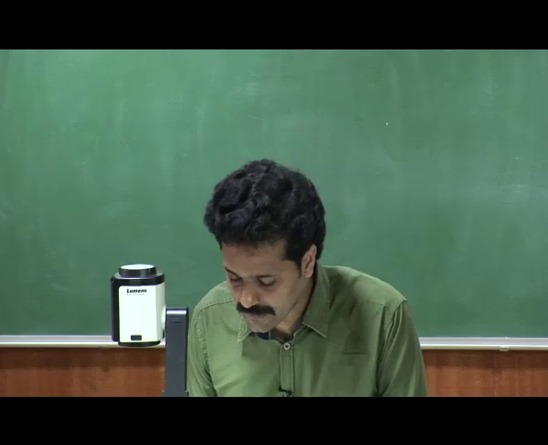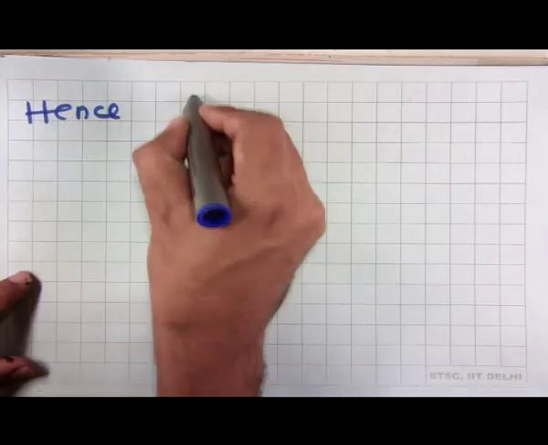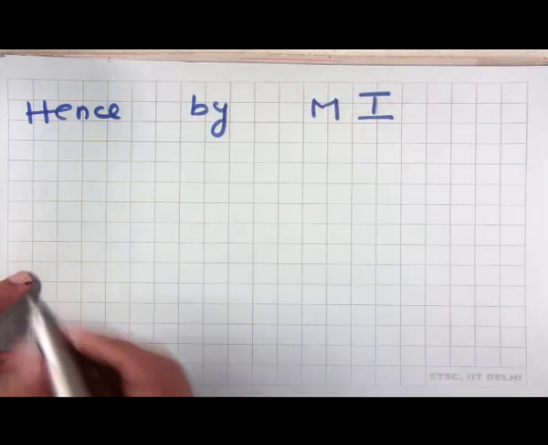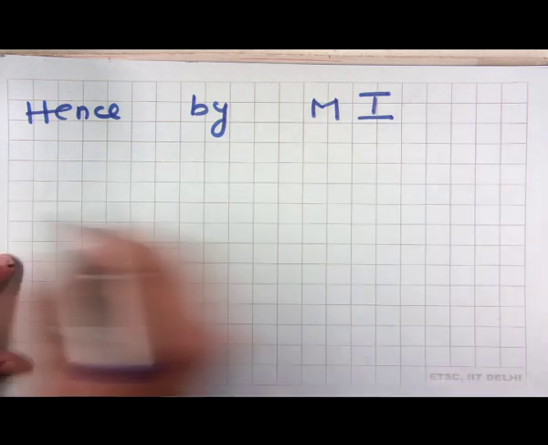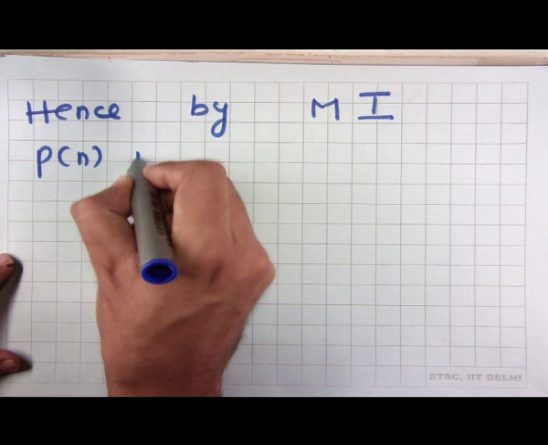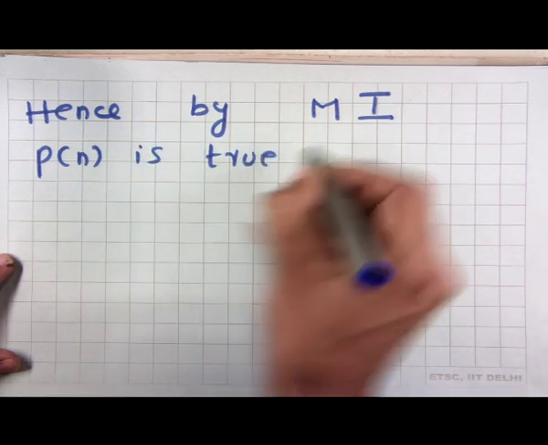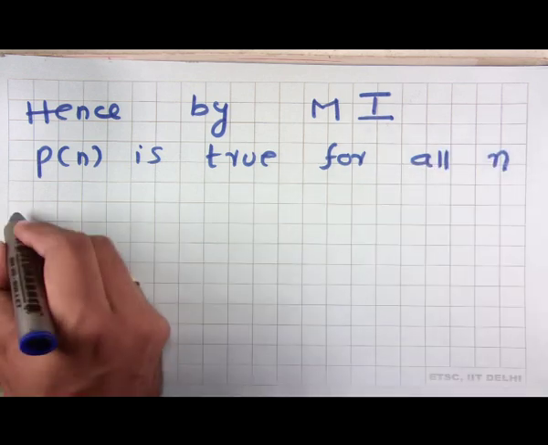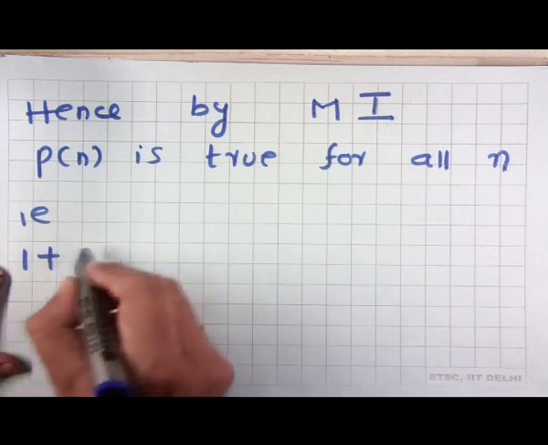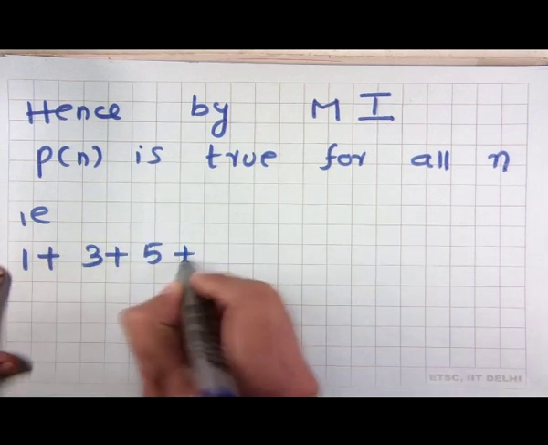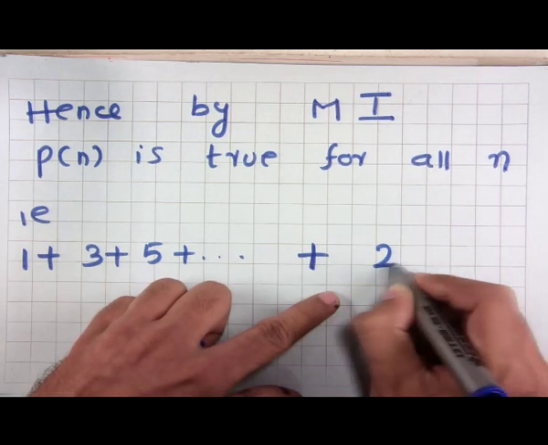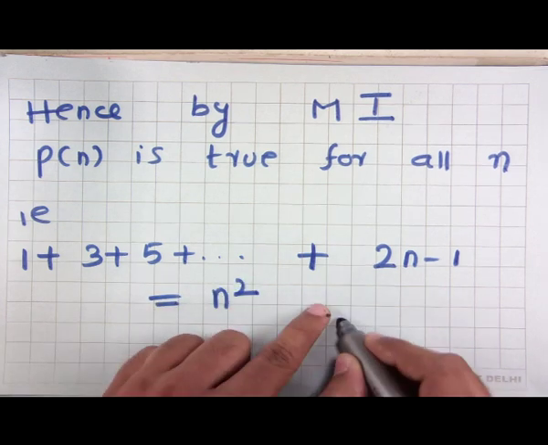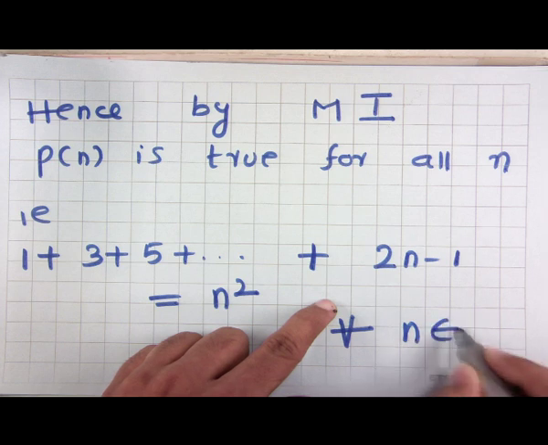Hence, by mathematical induction, which we abbreviate as MI, it is true for all n. P of n is true for all n. That is, 1 plus 3 plus 5 plus etcetera plus 2n minus 1 is n square for every n in N.